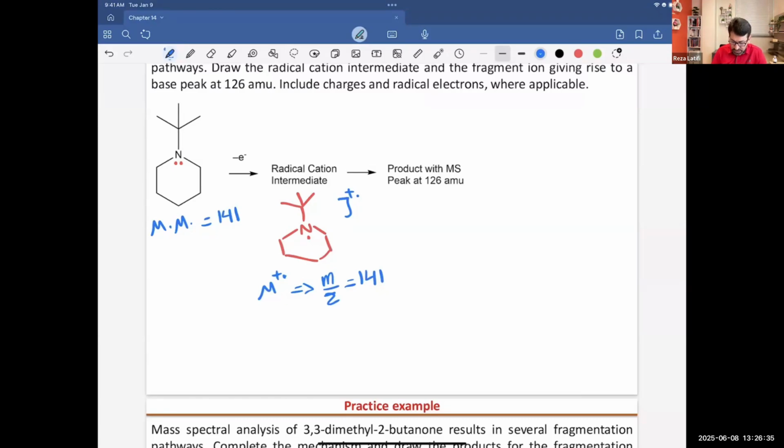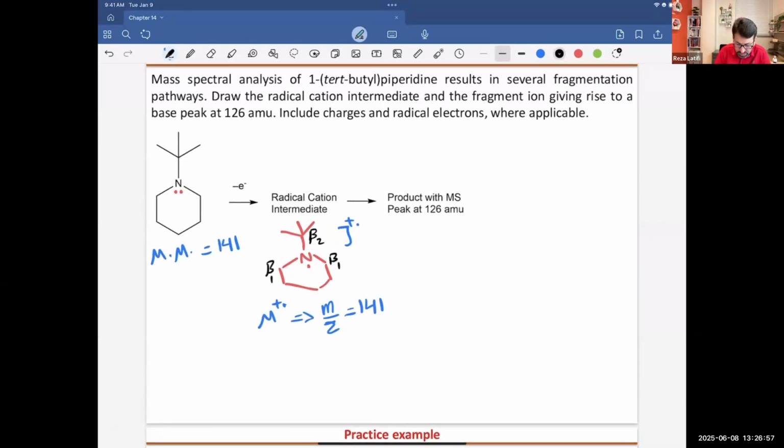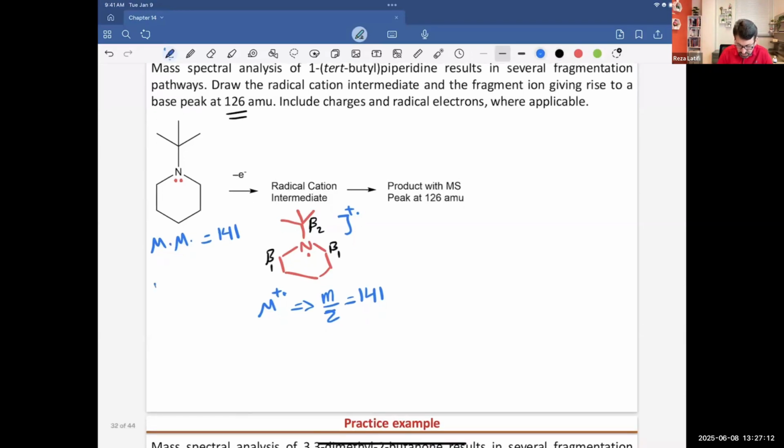Now what's going to happen? Now we can look for the beta carbons. We have one beta carbon here, and that's going to also be a beta carbon. These two are identical, and I'm going to call that one beta 2. If you look at the mass of the final product, it says 126. So we started with 141, and the mass went down to 126. So clearly, we lost something from the system. If I subtract 126 from 141, that's going to be 15, which is equal to CH3. So the thing that's going to happen, I can have alpha cleavage.